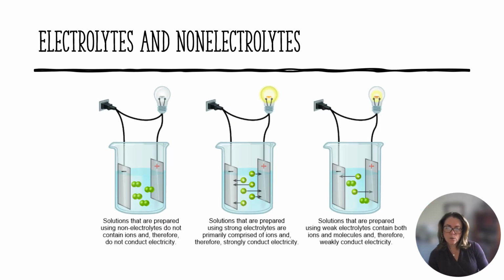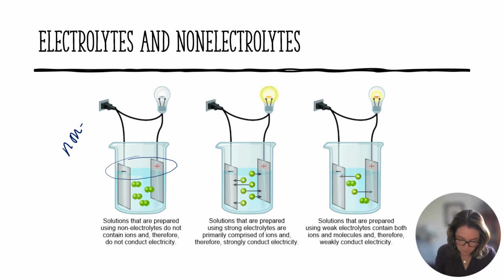All right, so here's a cool demo. Hopefully we'll actually be able to see this in the classroom. So if we take a light bulb and plug it in, but notice that one of our wires here is not completely connected. So this means that if there are no ions in solution, there's no way for that electricity to complete that circuit. So for non-electrolytes, you are going to see that, again, not going to conduct electricity.